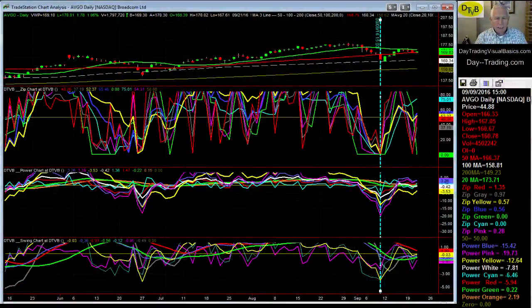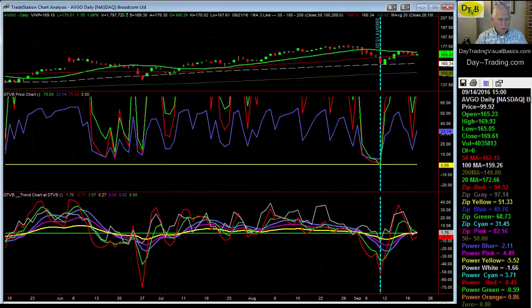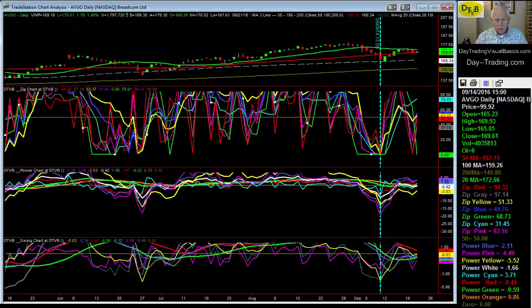In this example, I am in AVGO. And this is September 9th, 2016, and I have the zip chart here on the top. I have the power chart under it and swing chart on the bottom. On the other chart, I have the price chart underneath the candle chart and the trend chart underneath the price chart.